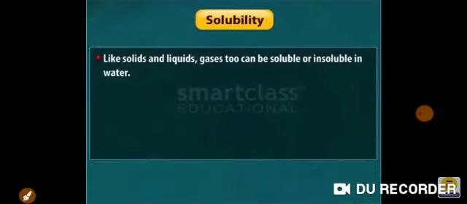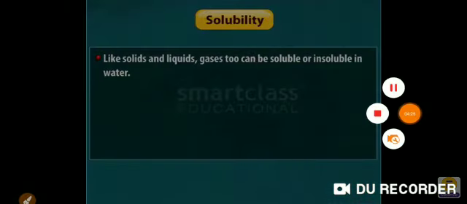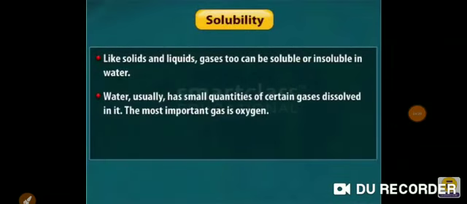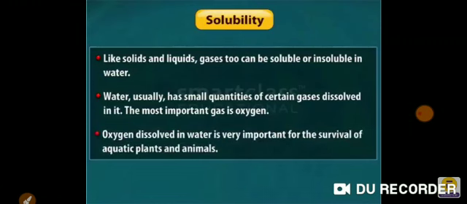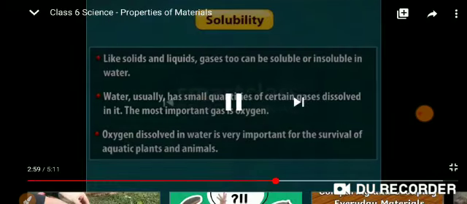Like solids and liquids, gases too can be soluble or insoluble in water. Water usually has small quantities of certain gases dissolved in it. The most important gas is oxygen. Oxygen dissolved in water is very important for the survival of aquatic plants and animals. So that's all for today.